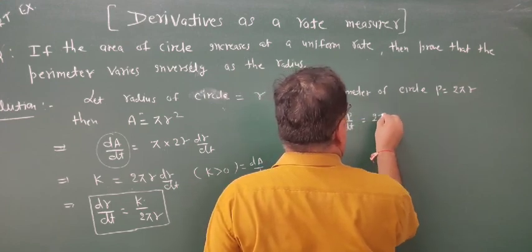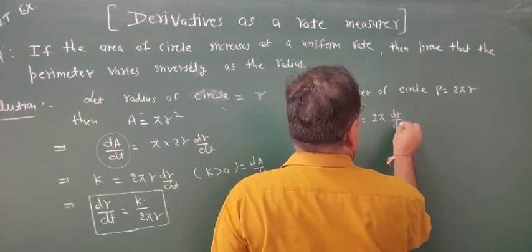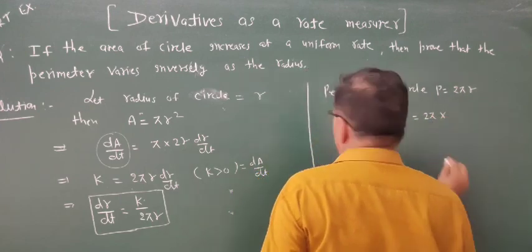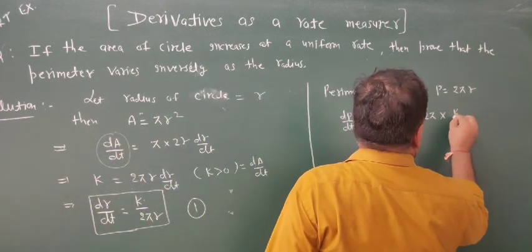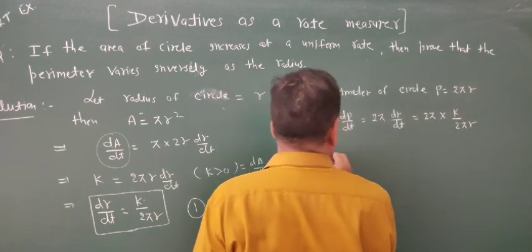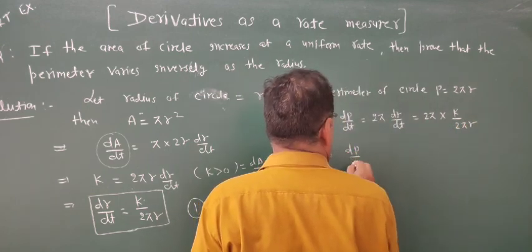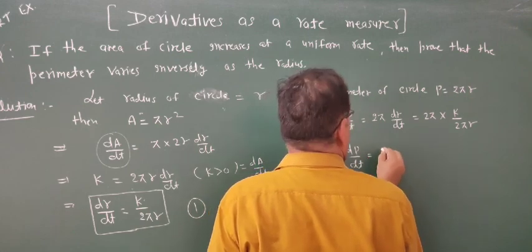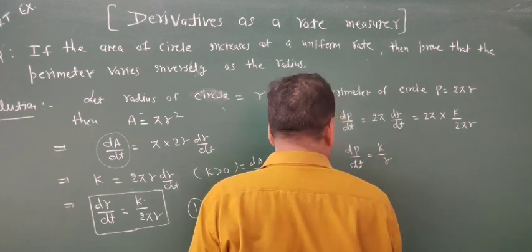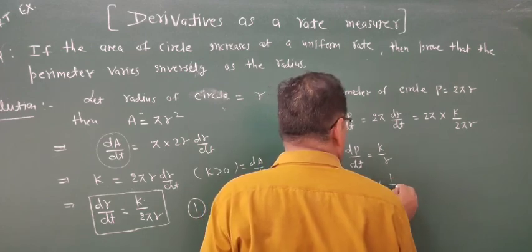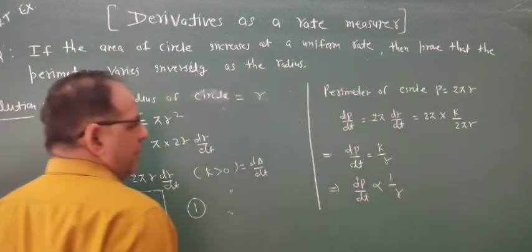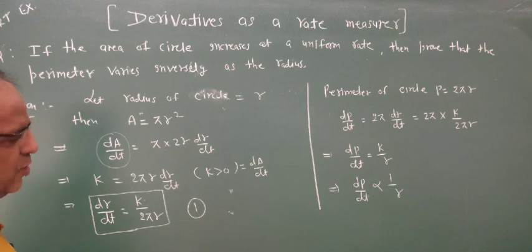This becomes 2 pi dr upon dt. 2 pi is the same, and the value of dr upon dt is there from equation first, k upon 2 pi r. This means dP upon dt is equal to k upon r, or in other words you can also say dP over dt is proportional to 1 upon r, or rate of change in P is inversely proportional to r, the radius.